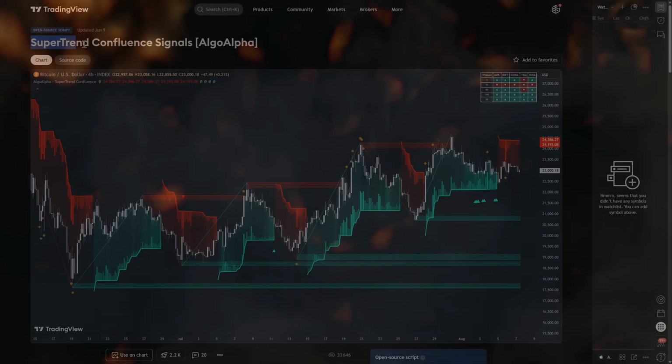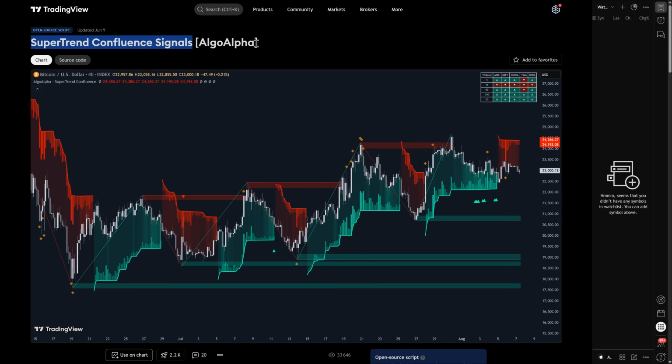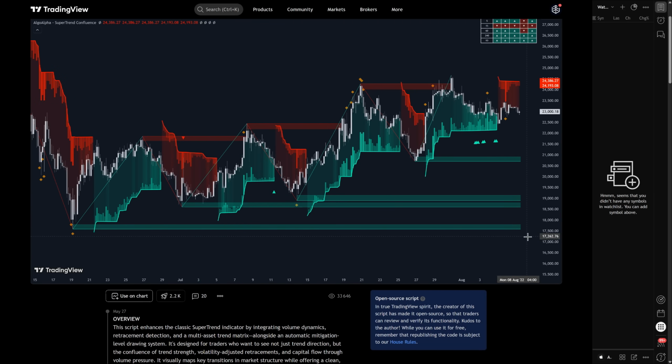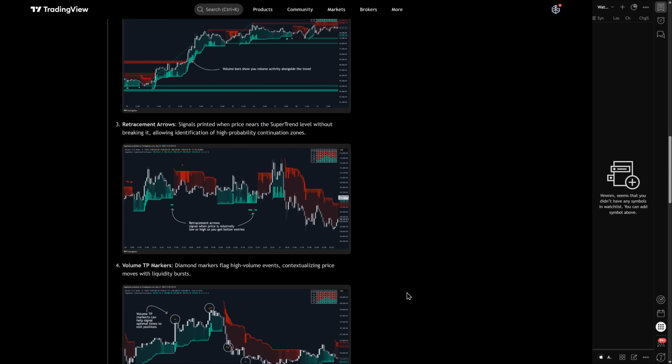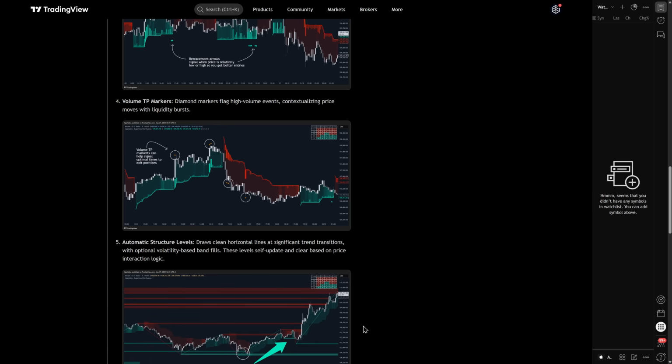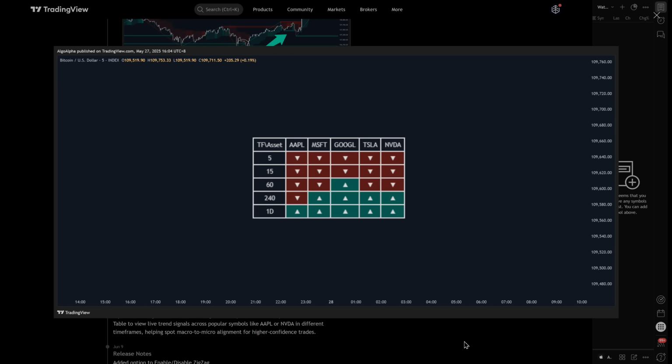SuperTrend Confluence Signals by AlgoAlpha. It's a tool you can use to see trend direction, gauge how much real muscle is behind that move, and time entries around volatility-adjusted pullbacks, all on one chart. We're going to go over what this indicator is and how you can use it in your trading.